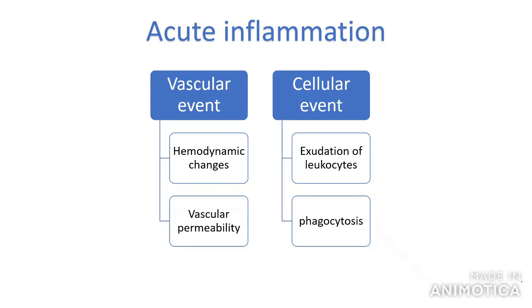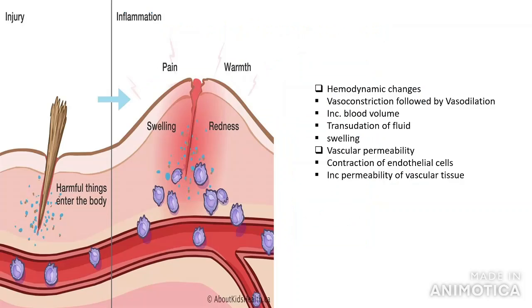Okay. Next up, acute inflammation has vascular events and cellular events. Right? So in vascular events, we will be dealing with hemodynamic changes and vascular permeability. And then in cellular events, we have exudation of leukocytes and phagocytosis. So here we will be talking about vascular events mainly.